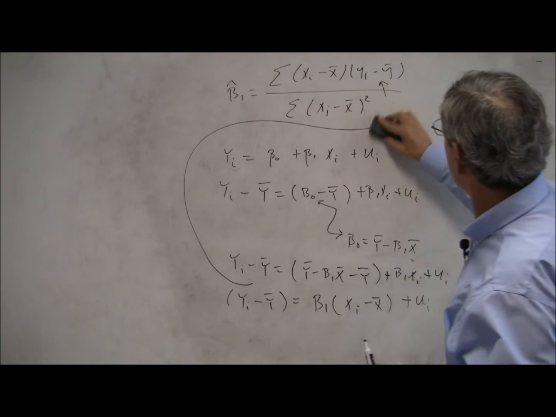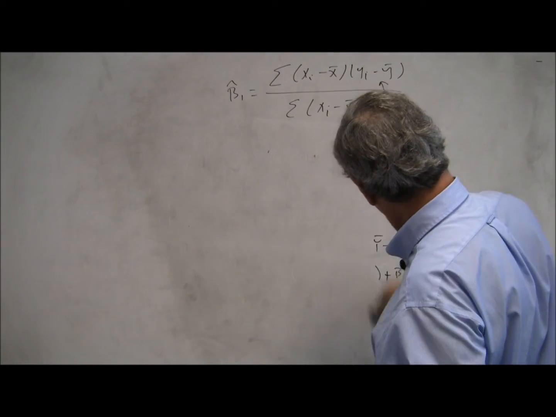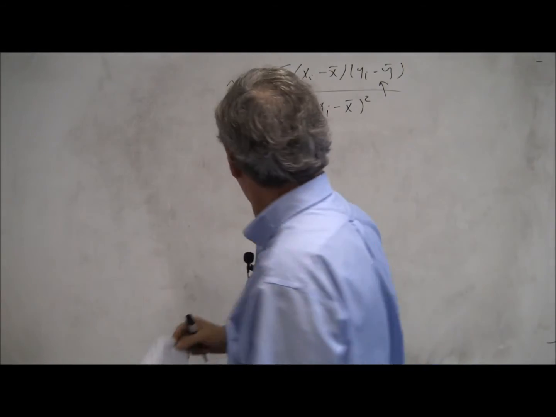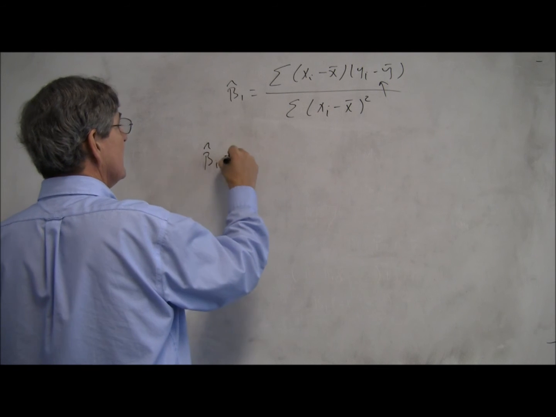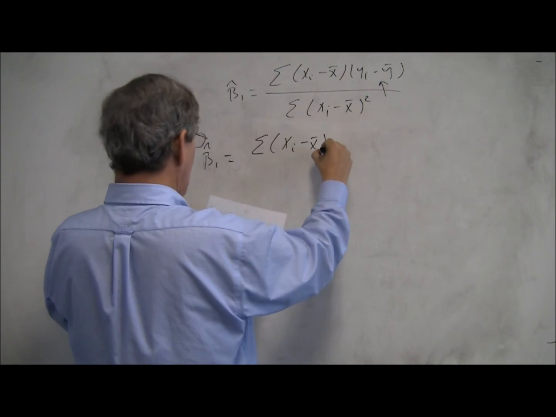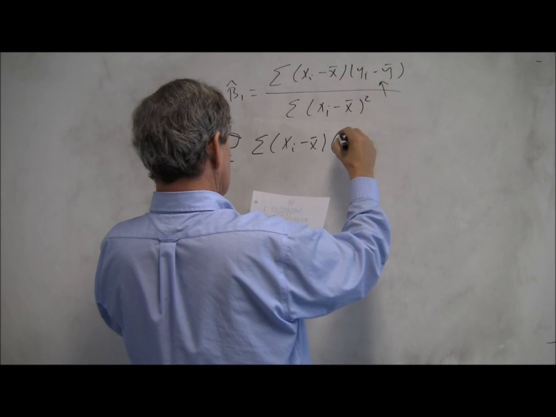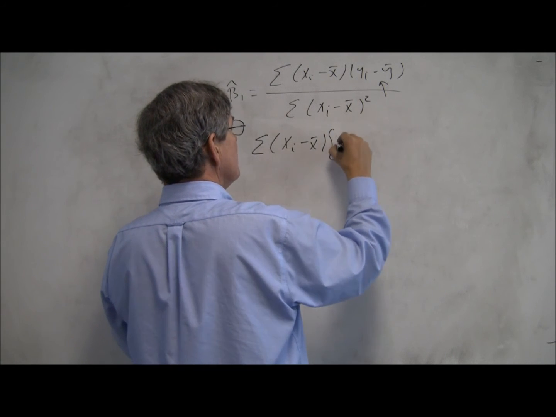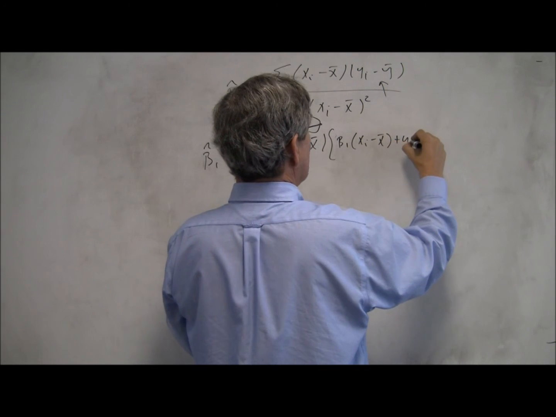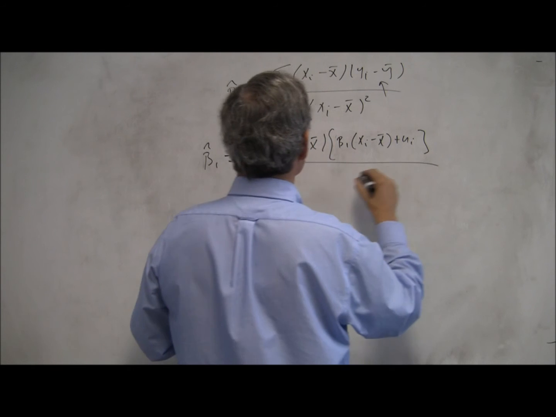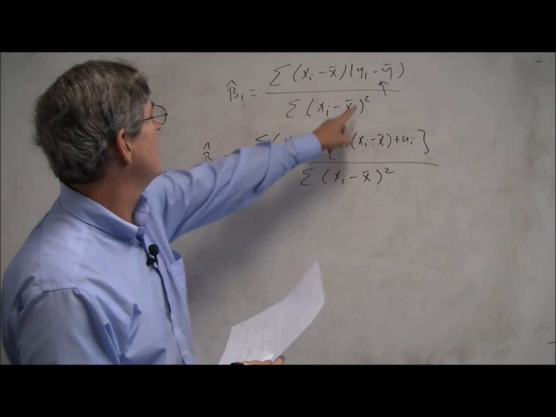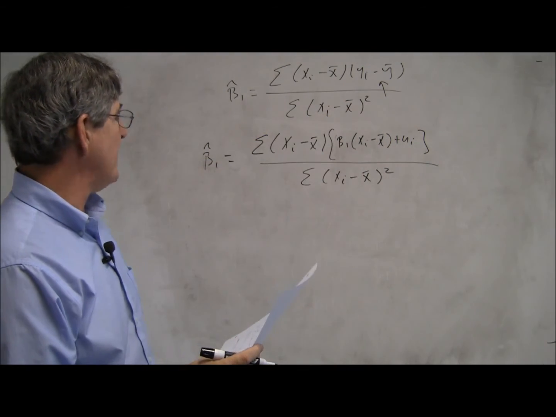So using this fact then, I can write that beta 1 hat is equal to the sum of the xi minus x bar times beta 1 times xi minus x bar plus ui, over the sum of the xi minus x bar squared. So I just subbed in the formula we just derived for yi minus y bar.